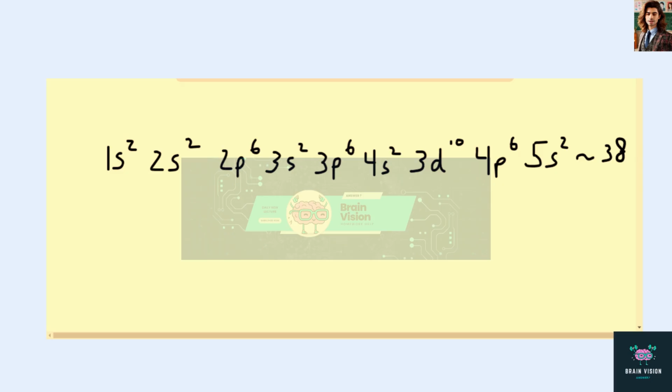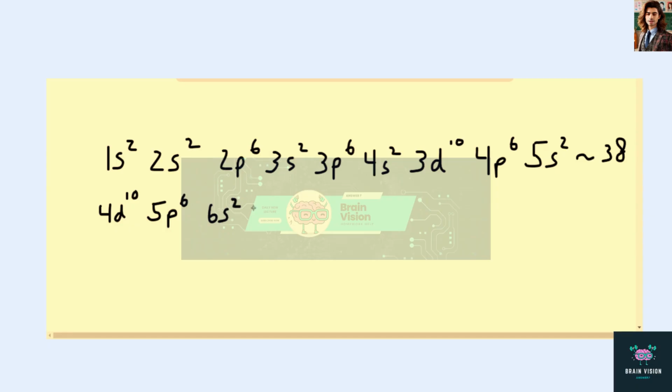Next, we move on to the 4d. And as previously mentioned, d can hold 10. So this is 4d to the 10th. Then 5p to the 6th, then 6s squared.